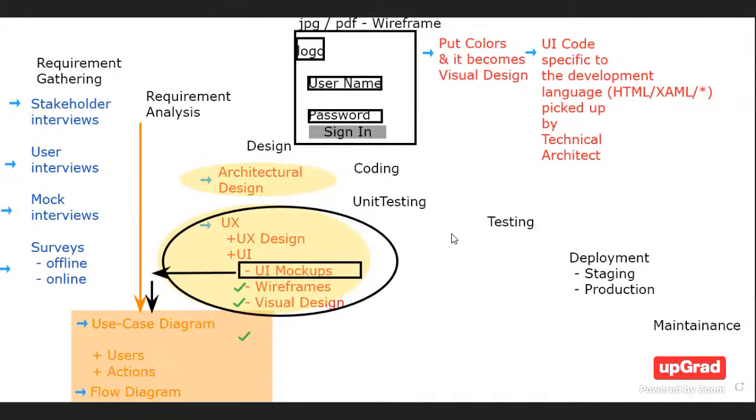Now comes a discussion about architectural design. So what exactly do we do in architectural design? That's what we are going to discuss now. So let's take this discussion onto another whiteboard now. This is under discussion right now. That's what we wanted to understand now.